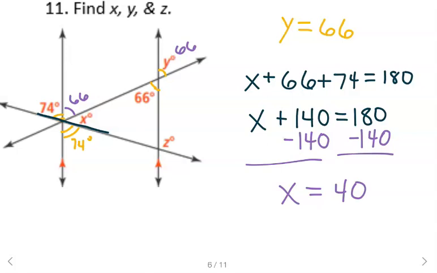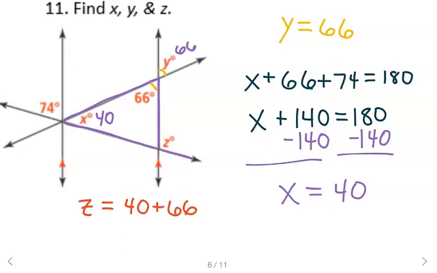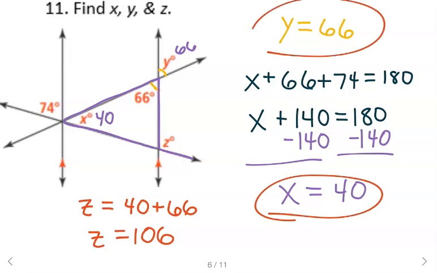And so z is an external angle to the triangle. So now we have that this angle is 40. So you got a triangle here, external angle z, and so z is equal to the sum of the two remote interior angles. So z has to equal 40 plus 66. And so z is 106. We found x, y, and z. And so we're done with that problem.